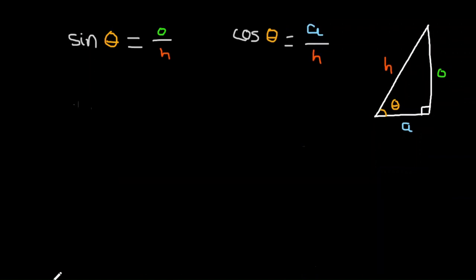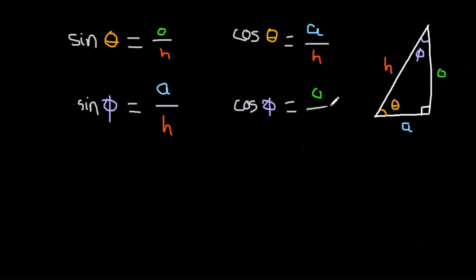Now let's consider a different angle in the same triangle, and let's call it phi. Now, because the side opposite to phi is the one adjacent to theta, the sine of phi would be equal to A over H, and cos of phi is consequently O over H, because the side adjacent to phi is the one opposite to theta.